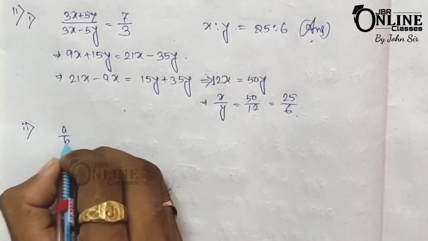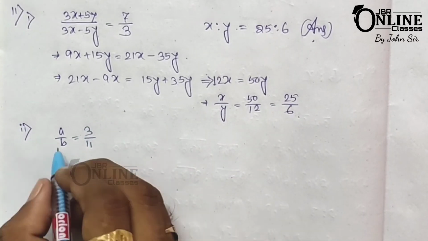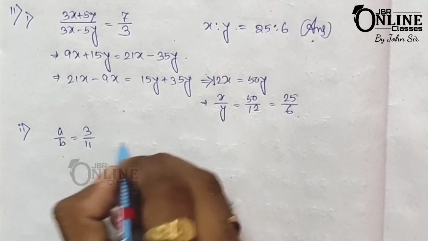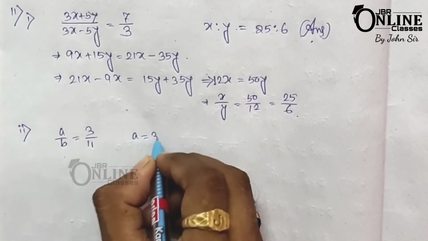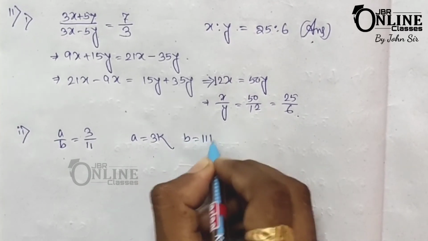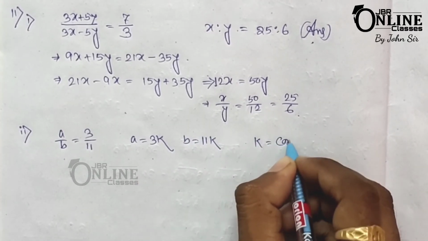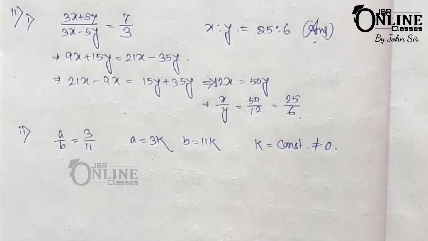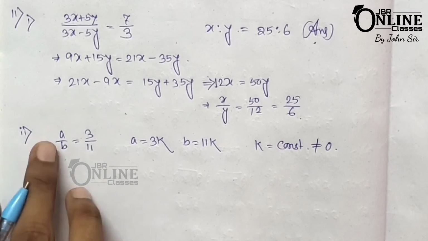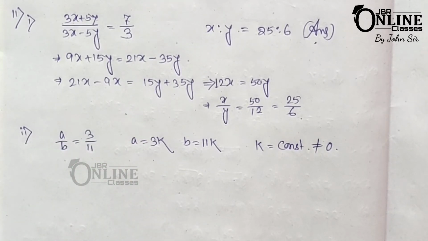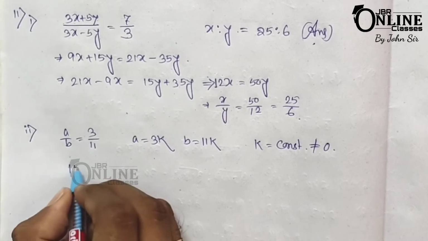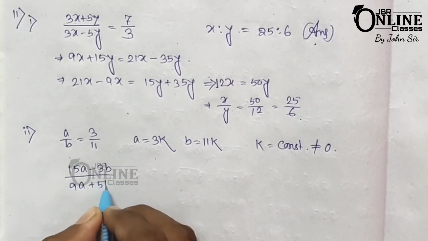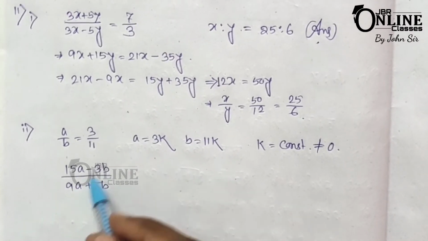In 11.2, a by b equals 3 by 11. So as a by b equals 3 by 11, that means we suppose a equals 3k and b equals 11k, where k is the proportionality constant, a non-zero constant. So a equals 3k and b equals 11k. Now you have to find out the ratio between 5a minus 3b and 9a plus 5b. You have to find out the ratio of these two.